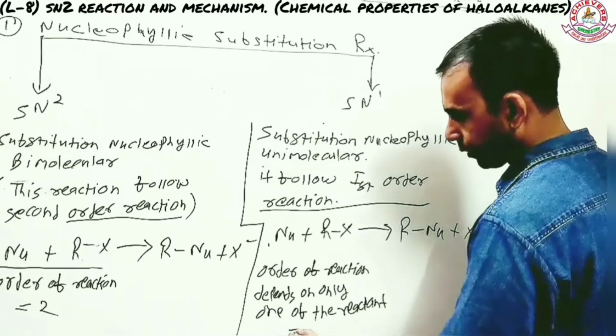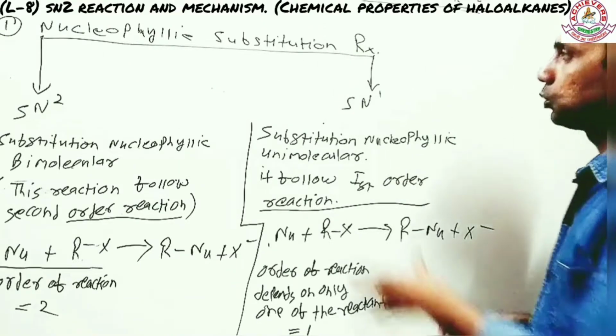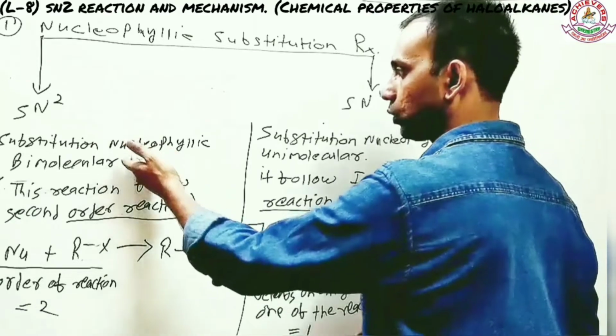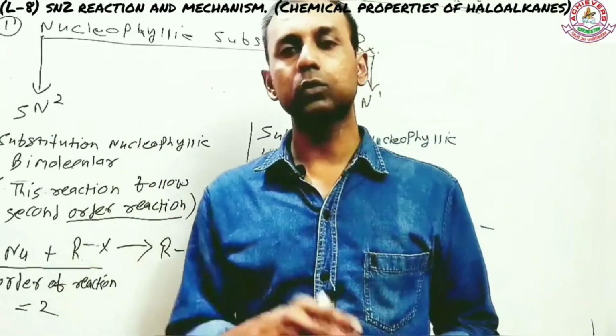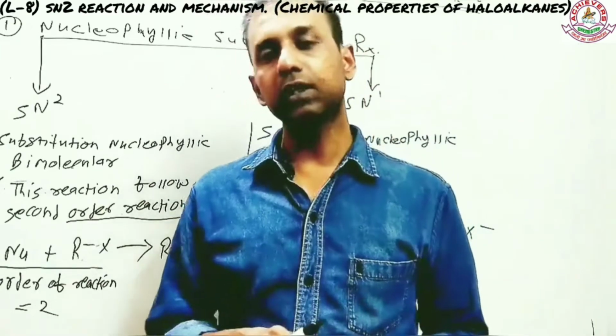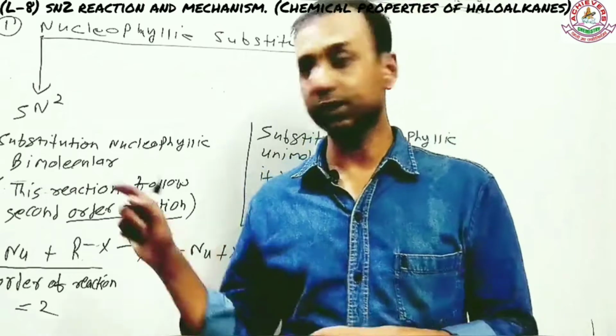And therefore, the order of reaction is 1. So this is what the introductory part is, that the haloalkanes can undergo 2 types of substitution reaction. One is called SN2 reaction, other is called SN1 reaction. SN2 represents substitution nucleophilic bimolecular reaction, where 2 represents the order of reaction, and the order of reaction in this case is 2.